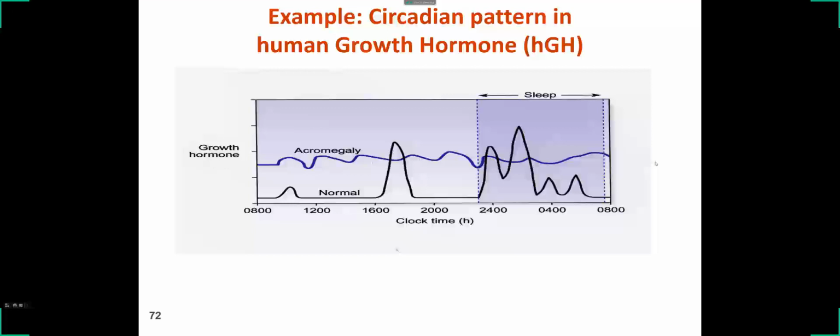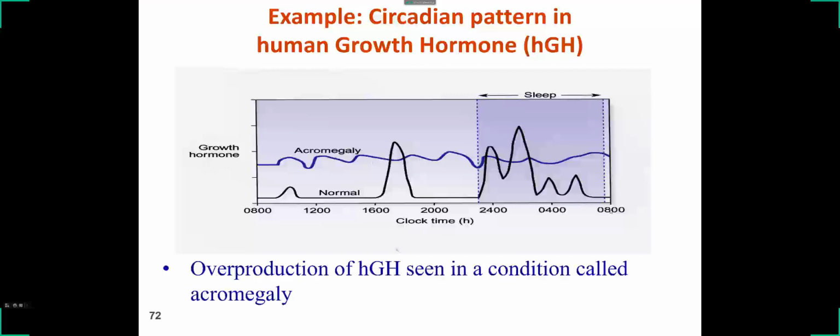So here's some examples. Here's a circadian pattern in human growth hormone. Okay, the normal pattern, right, in black. Human growth hormone should show these peaks in the evening time. But someone with acromegaly who has a growth defect has much more static levels of growth hormone that are elevated at almost all hours of the day. So overproduction of growth hormone is seen in a condition called acromegaly, that you'll hear about.